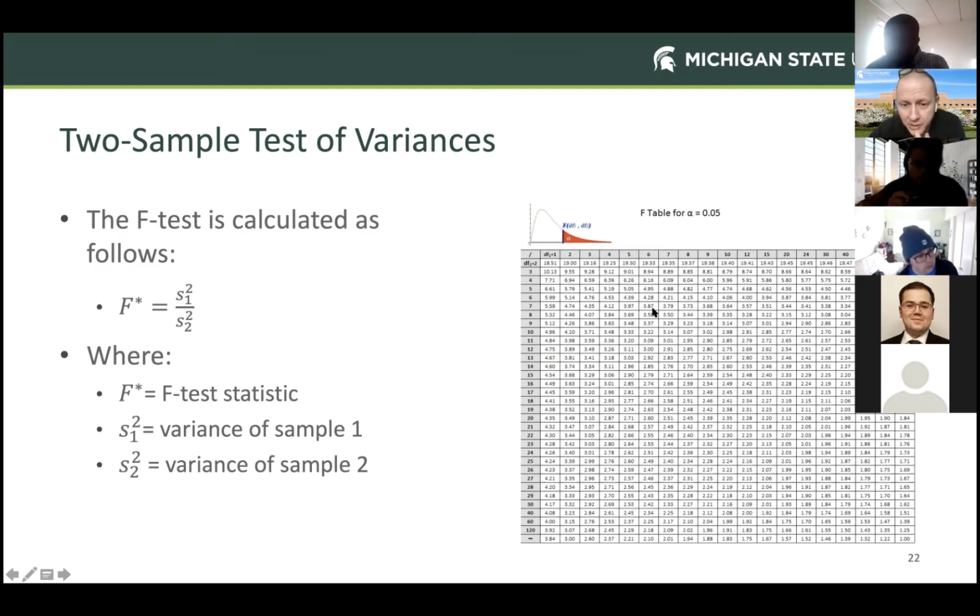Now you'll notice this is for 0.05, so this is only the top 5% of that distribution. If we wanted the bottom 5%, we would just take the inverse. So for example, if we had, let's say, 20 numerator and 20 denominator degrees of freedom, that critical value would be 2.12. And so that would correspond to the upper critical. The lower critical would just be 1 divided by 2.12. So that'd be a very small number over on this side of the distribution.